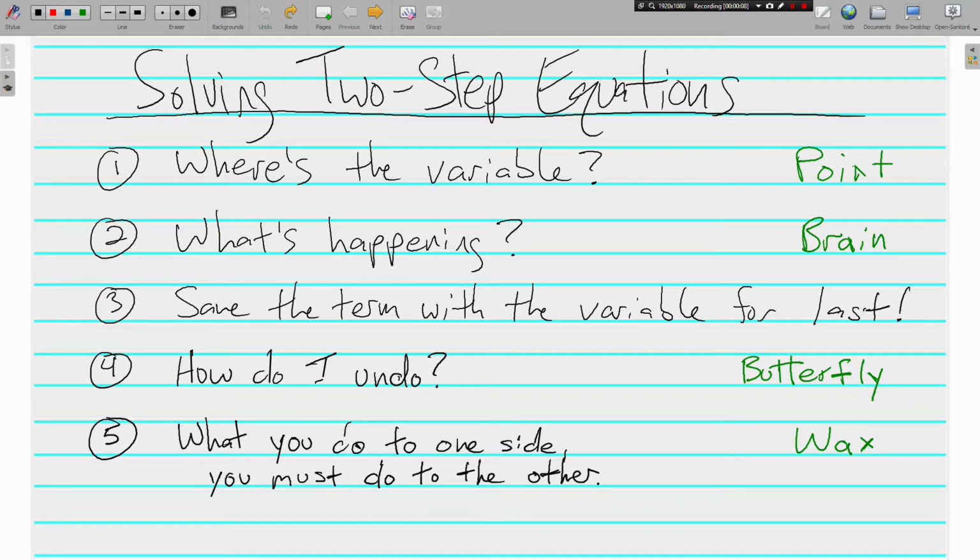Today we are finally going to start solving equations. In elementary school, you learned how to solve very basic one-step equations, and this is the next step up from one step. It's solving two-step equations.